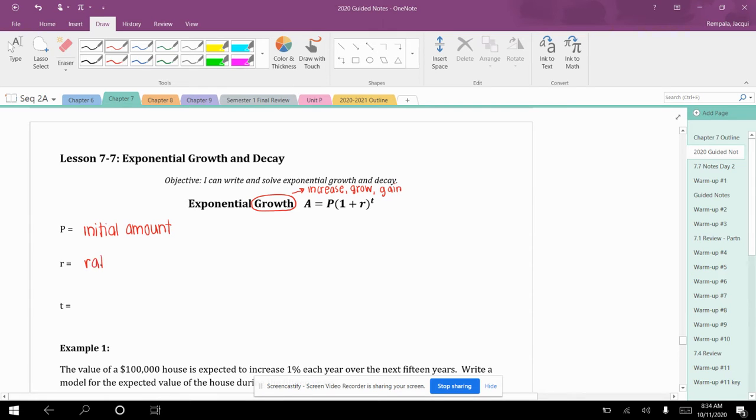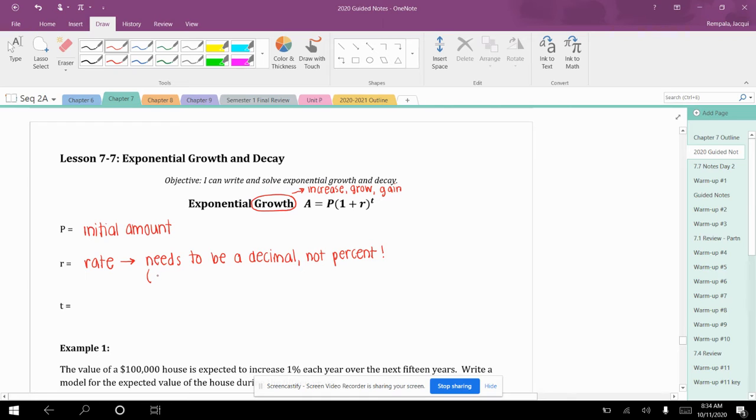R stands for rate. So what happens is they're going to give you a percentage of something. But we need this rate to be a decimal. But every time they're going to give it to you as a percent. So that's a problem. So if we need to turn a percentage into a decimal, there's two different ways for us to think about that.